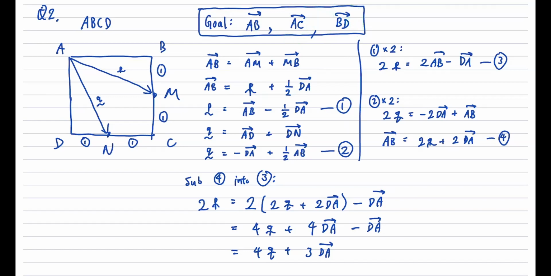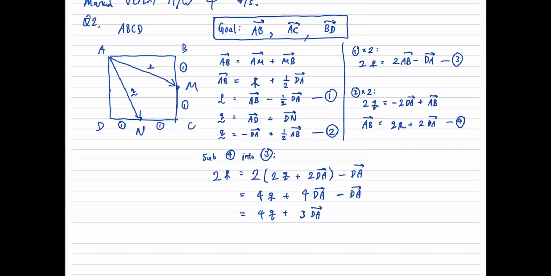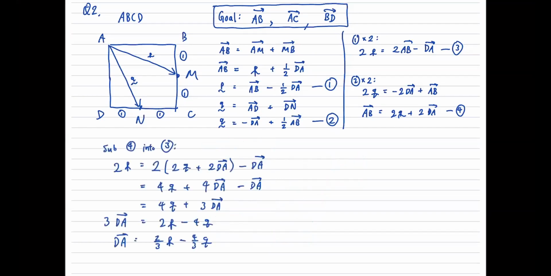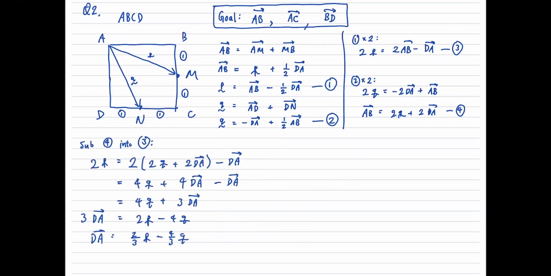Okay, so first we make dA the subject. Let me zoom out a little bit. Here I got 3dA equals 2p minus 4q. Then divide by 3. So you get 2/3 p minus 4/3 q. That's vector dA. Let me just move it all the way to the left to save space. So now you've got vector dA. You need to find vector AB, answer the question already. So therefore vector AB is equal to what?